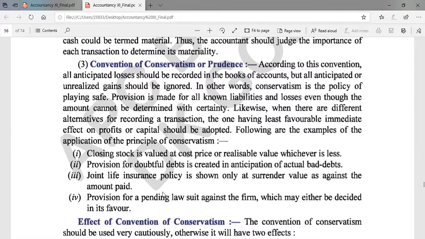Because we are anticipating that this is some loss which we are going to face in the coming future, and this is something which we can foresee. So I will create a provision which is made out of profit. That means I'll keep a portion of profit aside for taking care of that loss which we are going to incur in the near future, right?